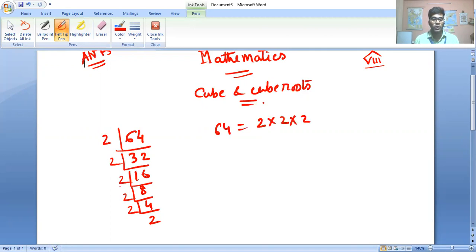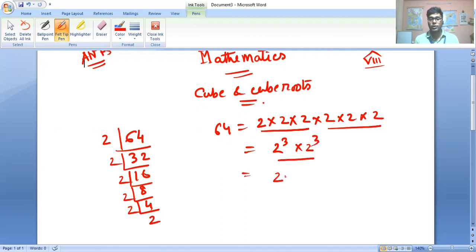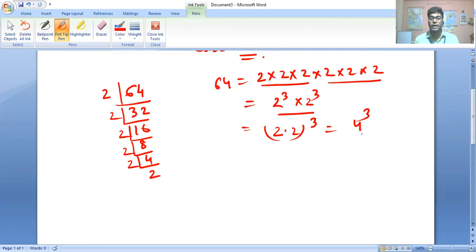How many twos? 1, 2, 3, 4, 5, 6. So with these three twos, we can write 2 cube. And even with these three twos, we can write 2 cube. So together we can write 2 into 2 whole cube. That means 4 cube. So as you can see, 64 is represented as 4 cube. We have done in our previous class, this 4 cube becomes 64.